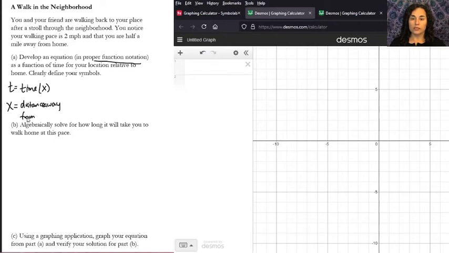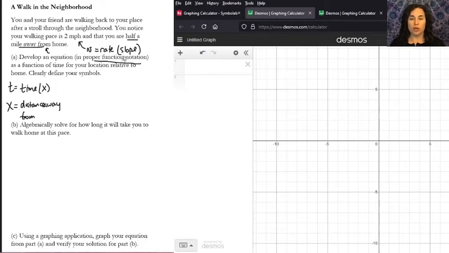And so that's what I mean by clearly define your symbols, is whatever symbols you're using in your equation, it's clearly defined so that anybody reading your work knows what those symbols mean. So when I put this together, when I read what's going on in the problem, I see that we have a rate, a velocity or speed is the rate, and this will be the slope of my line. And we also have an initial value. Notice that we are half a mile away from home to begin with. So relative to home, we have a half mile to go.